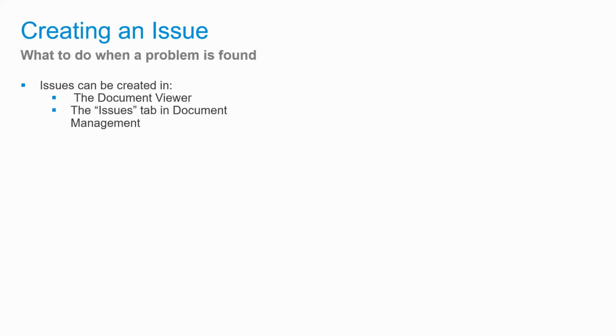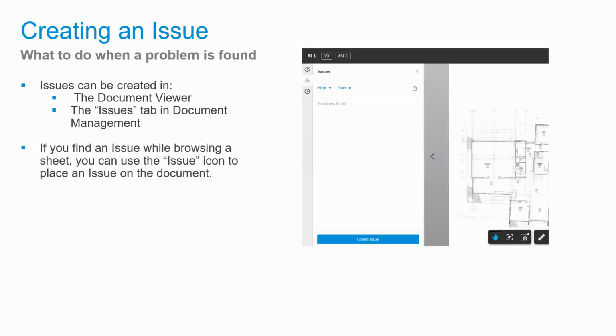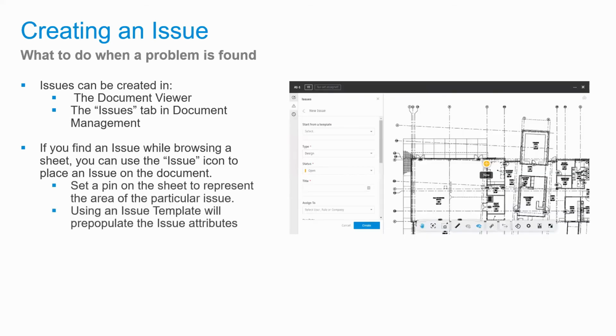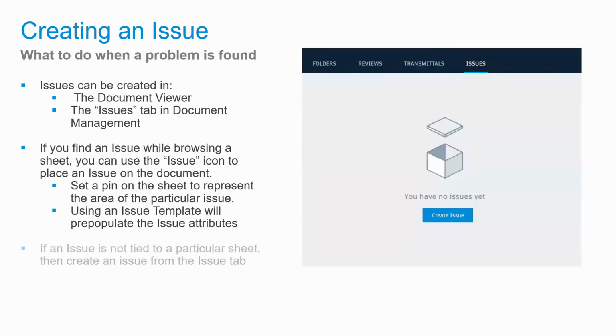What to do when a problem is found? Issues can be created in the document viewer. The Issues tab is in Document Management. If you find an issue while browsing a sheet, you can use the issue icon to place an issue on the document. You can set a pin on the sheet to represent the area of the particular issue. Using an issue template will pre-populate the issue attributes. If an issue is not tied to a particular sheet, then create an issue from the Issues tab. Very important.